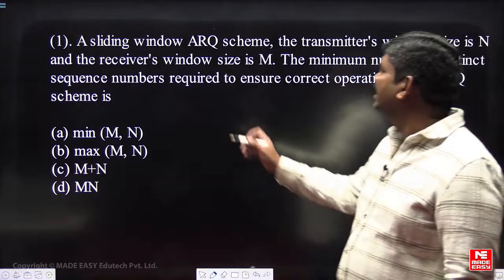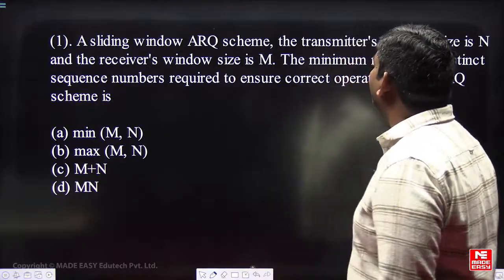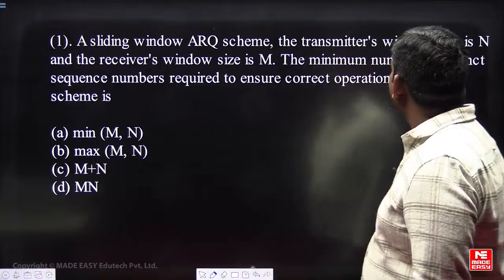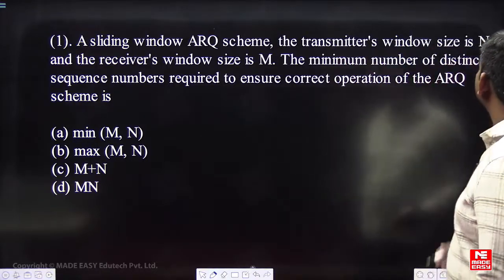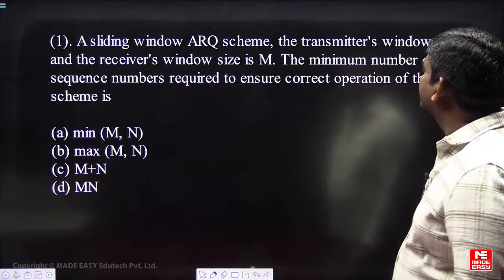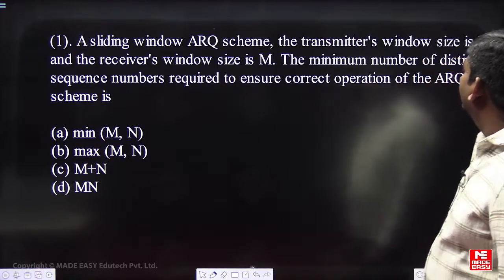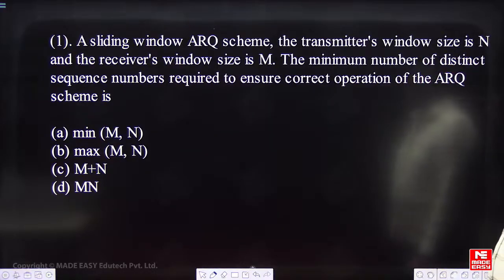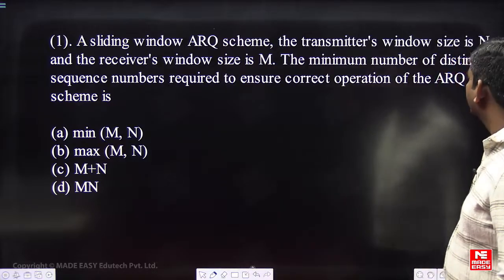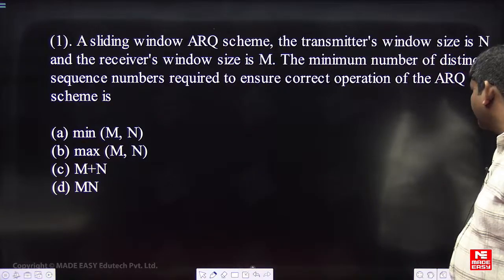So if you observe a sliding window ARQ scheme, that is automatic repeat request, the transmitter window size is n, so n is the window size, and the receiver window size is m. Then the minimum number of distinct sequence numbers required to ensure the correct operation of the ARQ scheme.